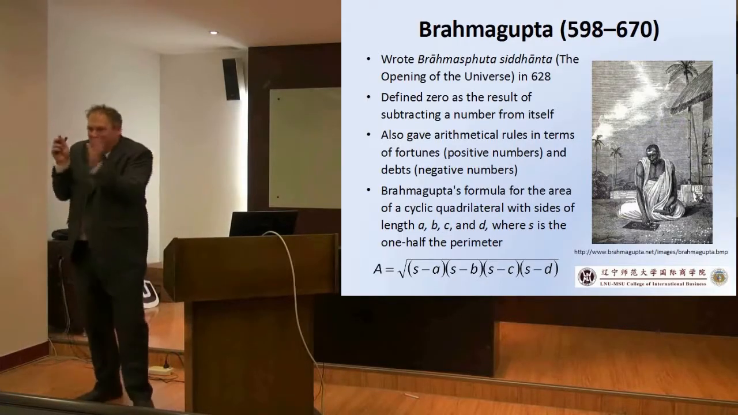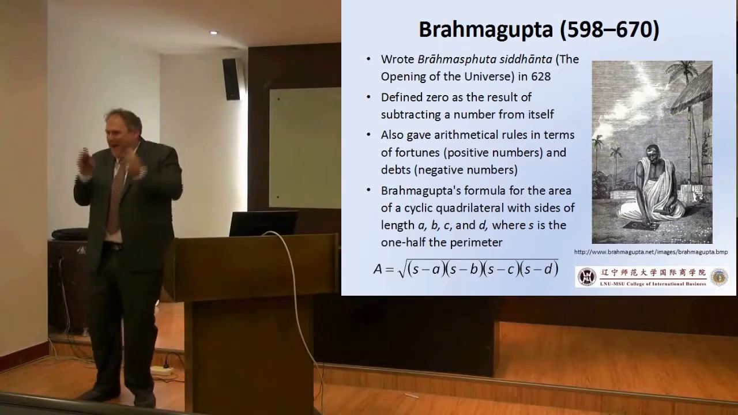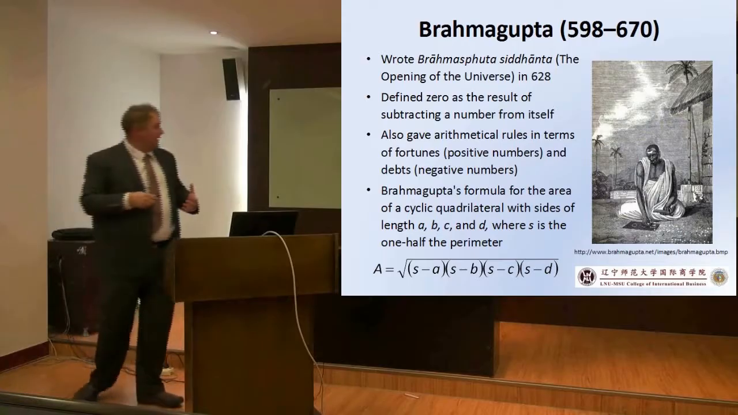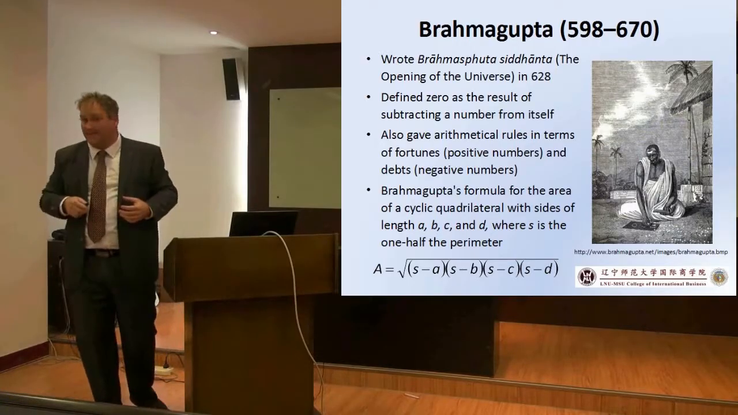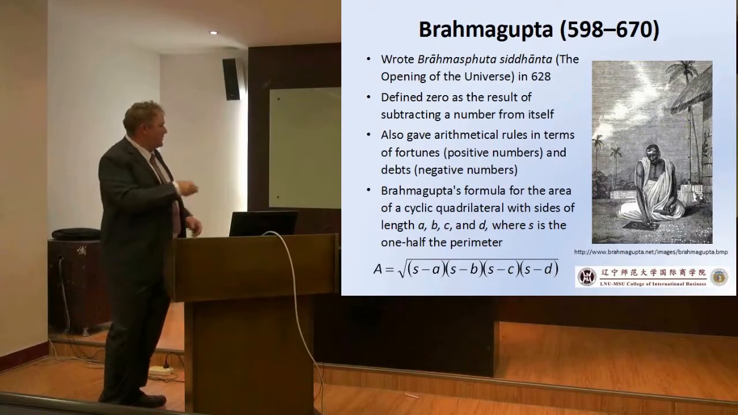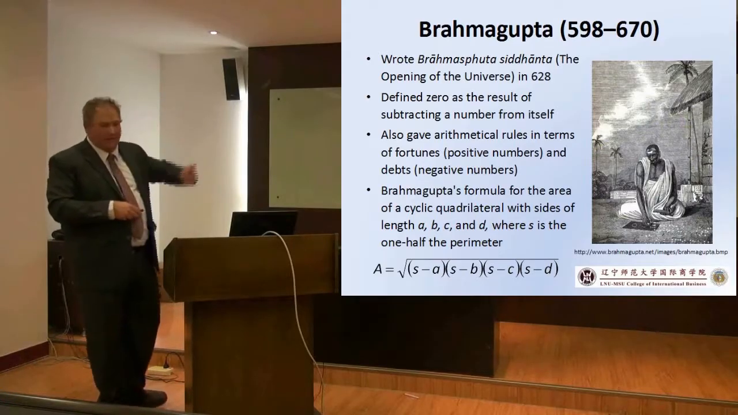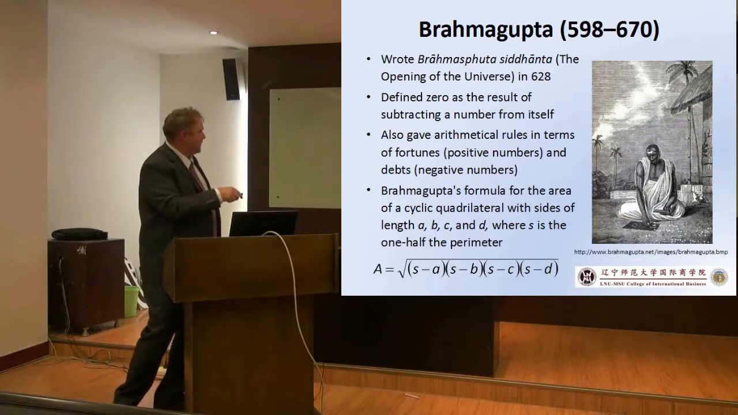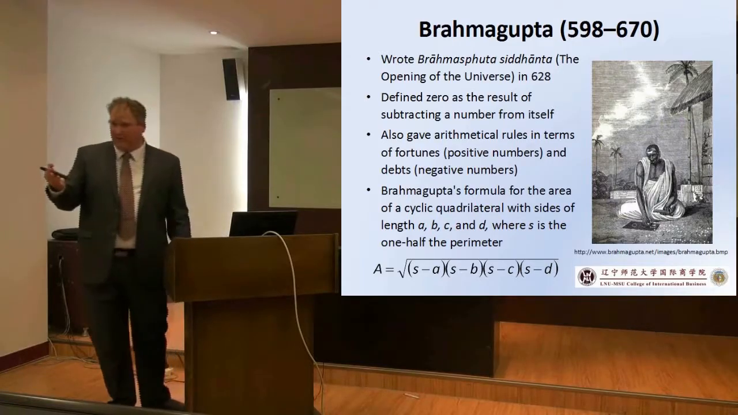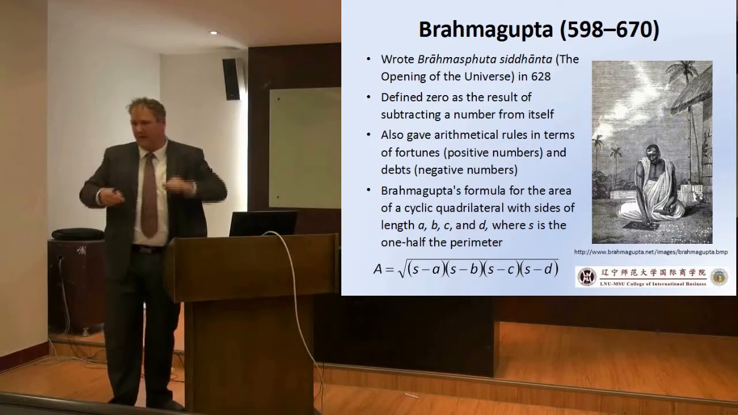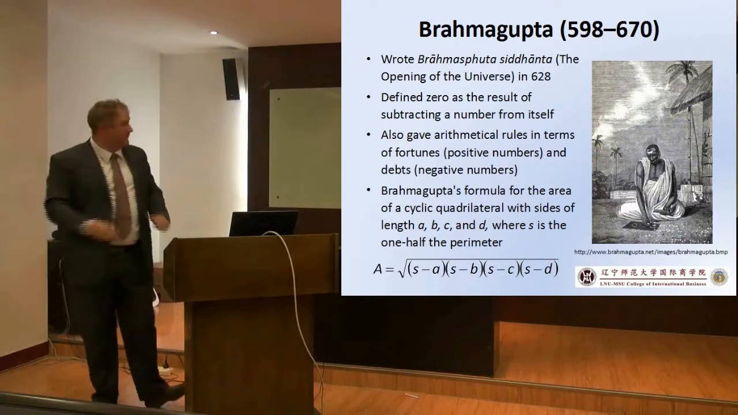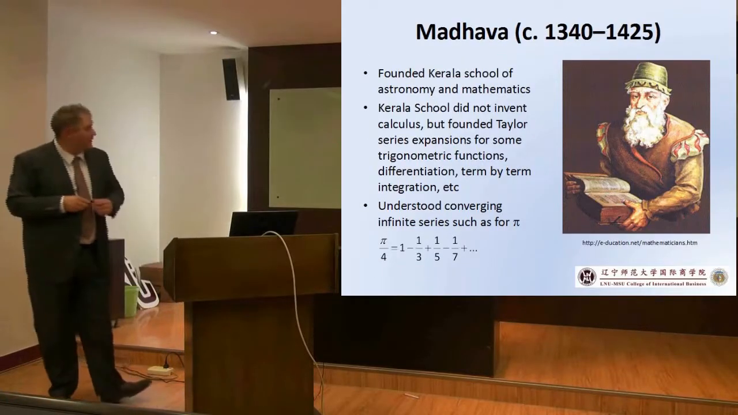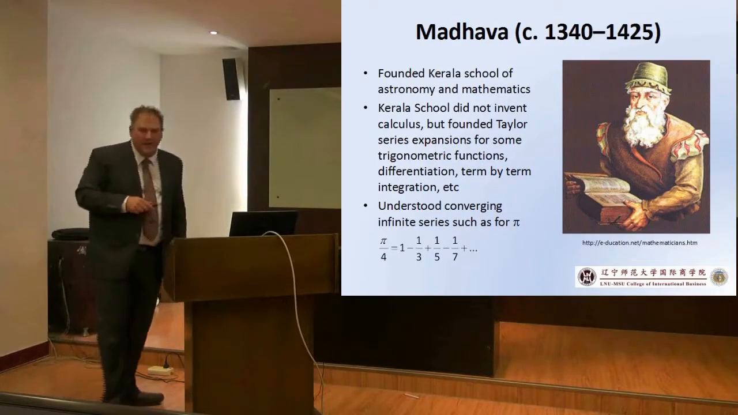So remember, you're starting with 0 to 9, right? And now you're increasing the size of numbers to the negative ones. So it becomes theoretical, okay? Brahmagupta's formula is fantastic, but anyway, I won't get into that. But the key with him is that developing 0 and getting the idea of fortunes, positive numbers, and debts, negatives, okay? Madhava found the Kerala School of Astronomy and Mathematics.